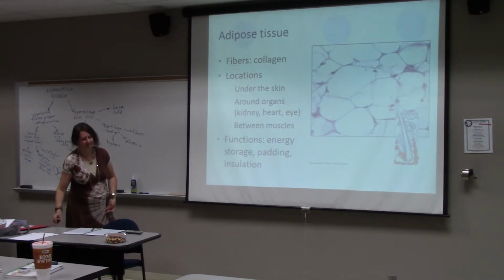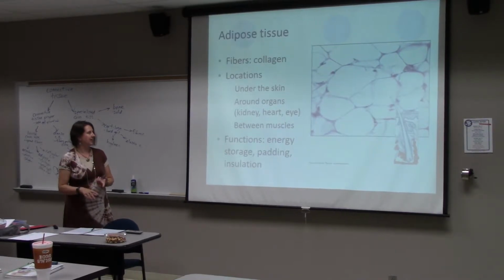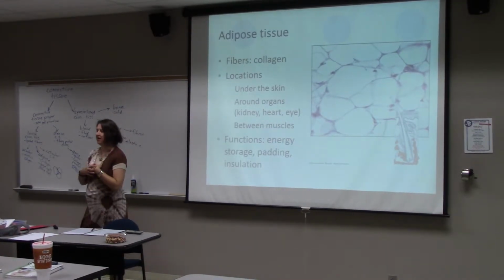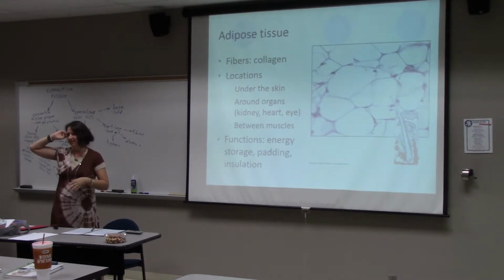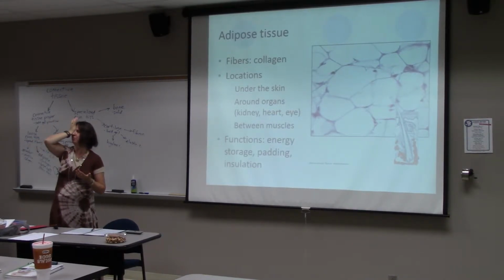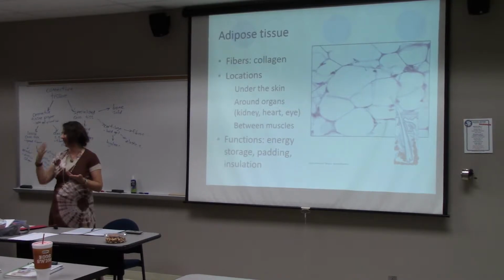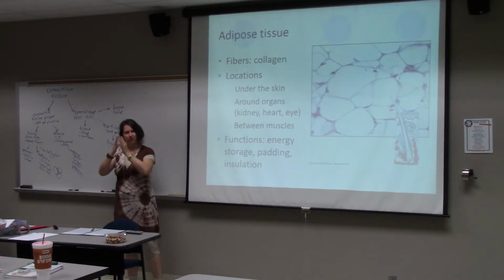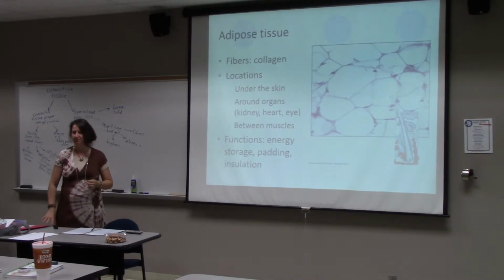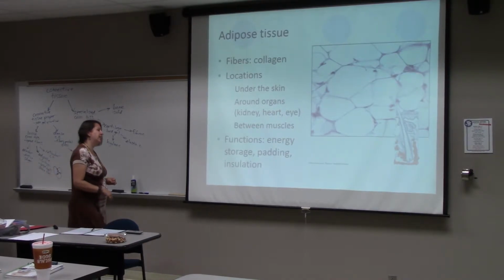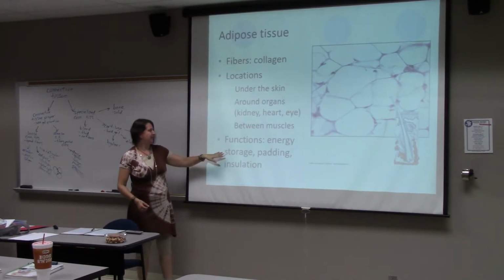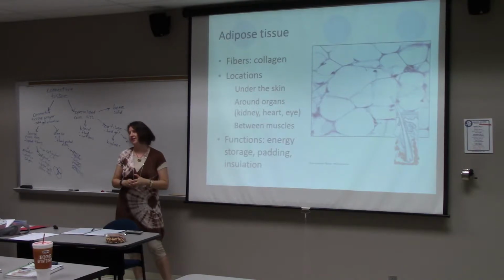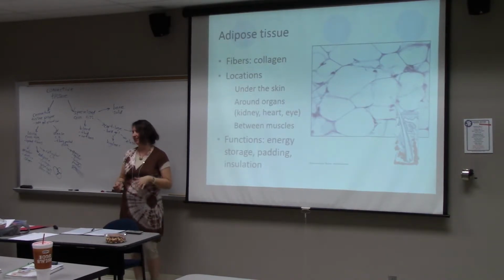Adipose. There's a layer under the skin. It's around some organs to provide padding for them, like the kidneys, the heart, and the eyes. So you got adipose tissue behind your eyes so that if you bump them, they don't smack against the back of your eye socket. There's some adipose tissue between muscles where there's a bigger gap. It's good for filling in the space. The fat is there as energy storage, but just by being there, it also provides some padding and some insulation against heat loss.